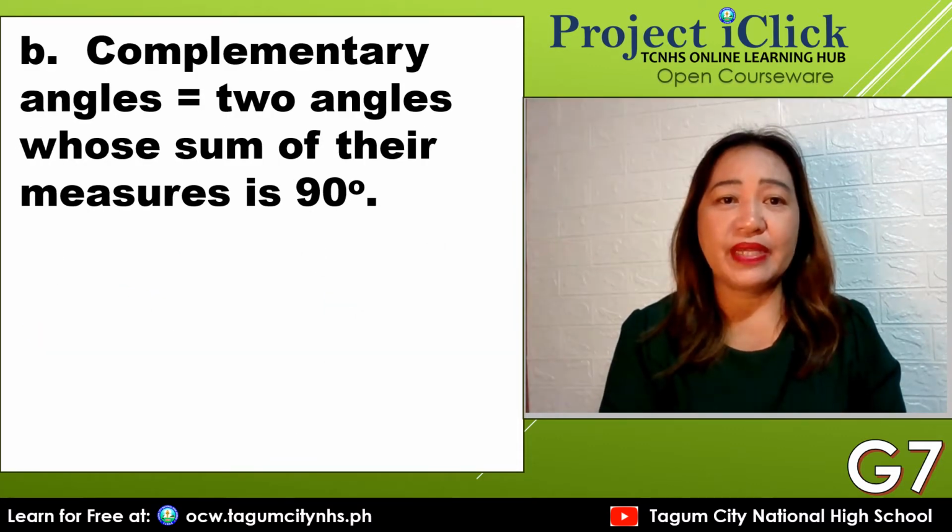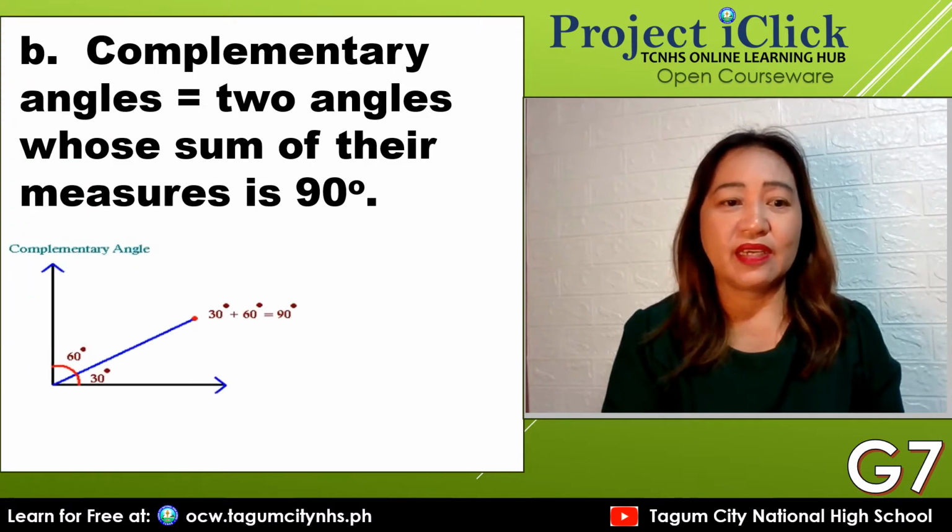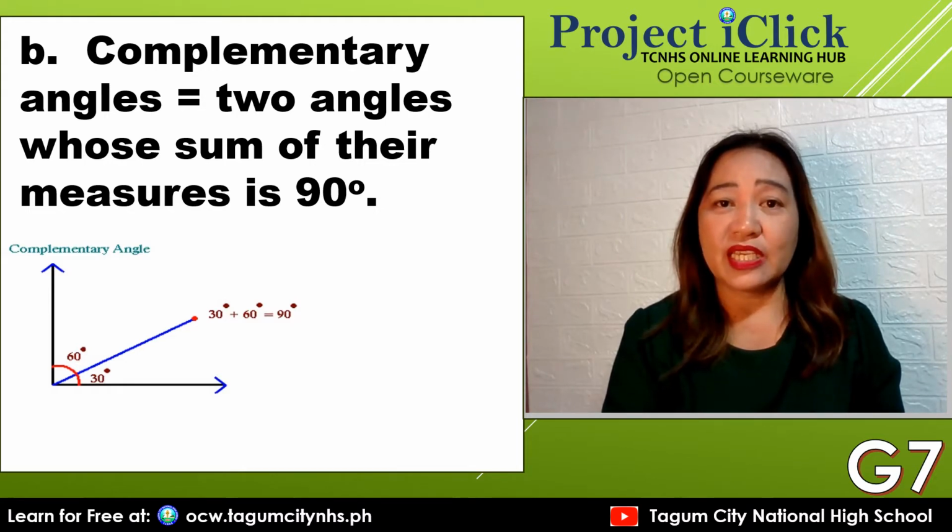Next, we have the complementary angles. These are two angles whose sum of their measures is 90 degrees. So we have here an example of complementary angles. Angle 1 measures 30 degrees and angle 2 measures 60 degrees. We add the measures of the two angles, 30 degrees plus 60 degrees, and that is equal to 90 degrees. So these two angles are said to be complementary angles.